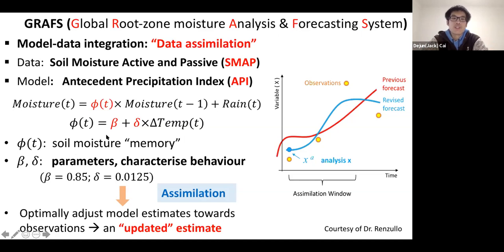It is controlled by two parameters, beta and delta, which characterize the model behavior. And the data assimilation essentially adjusts the model output, which is the red curve here, towards these points of satellite data, which updates the model estimate to be more accurate.